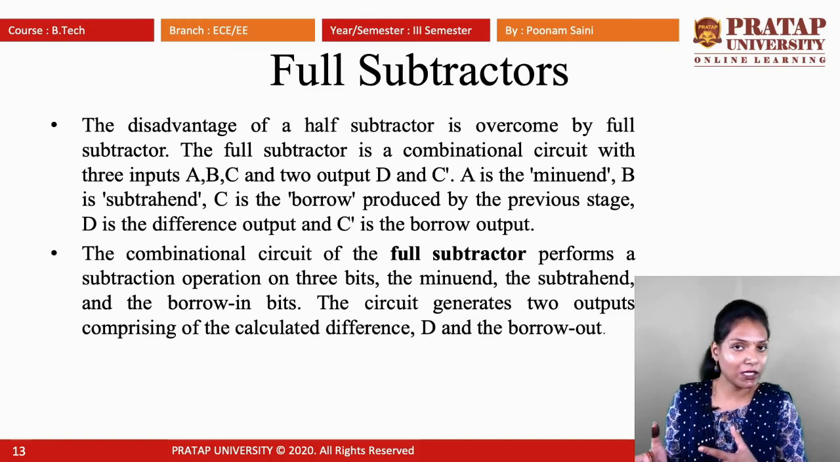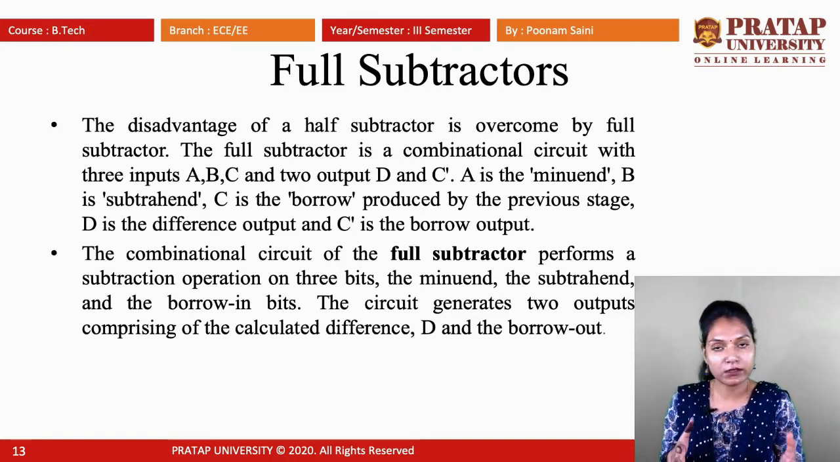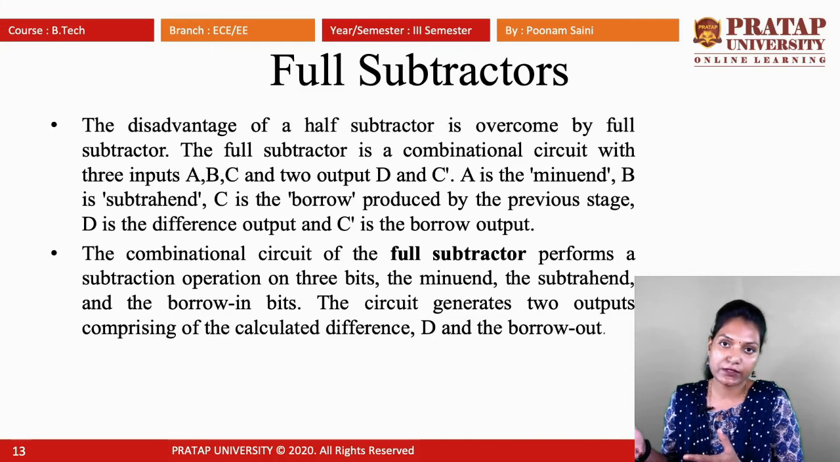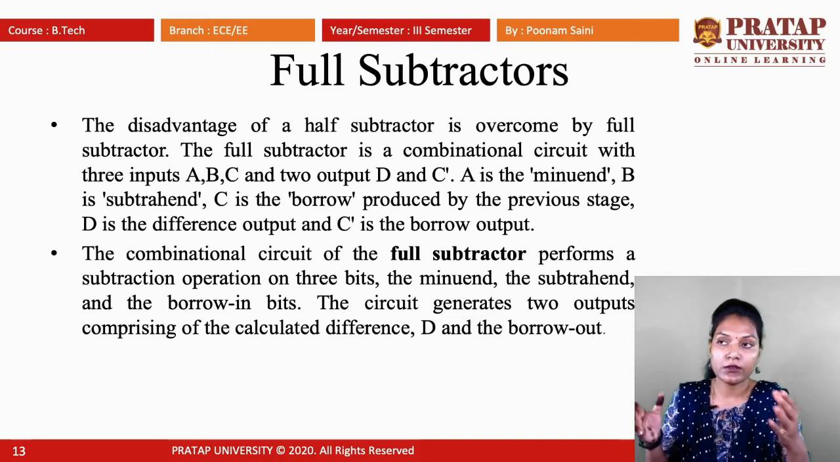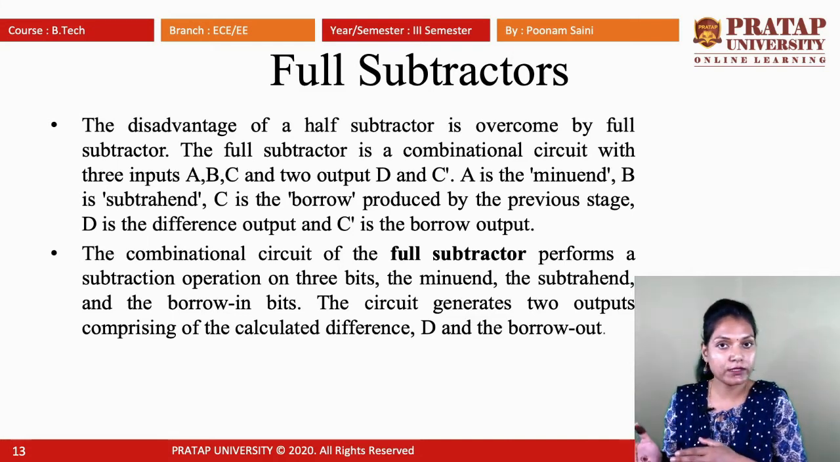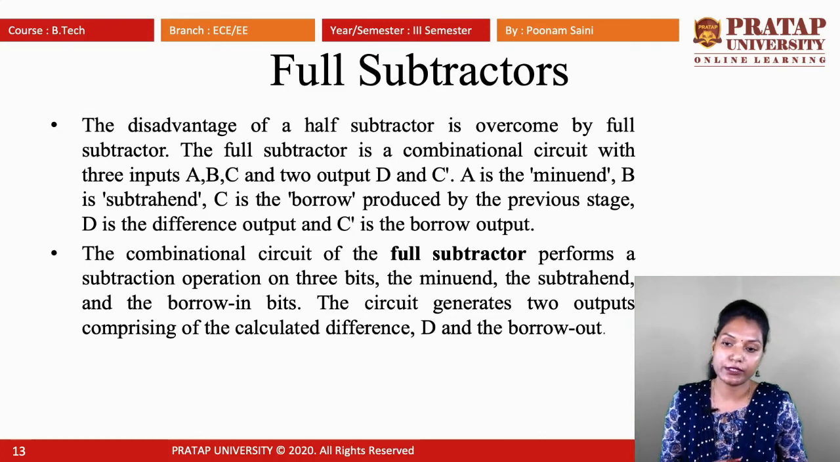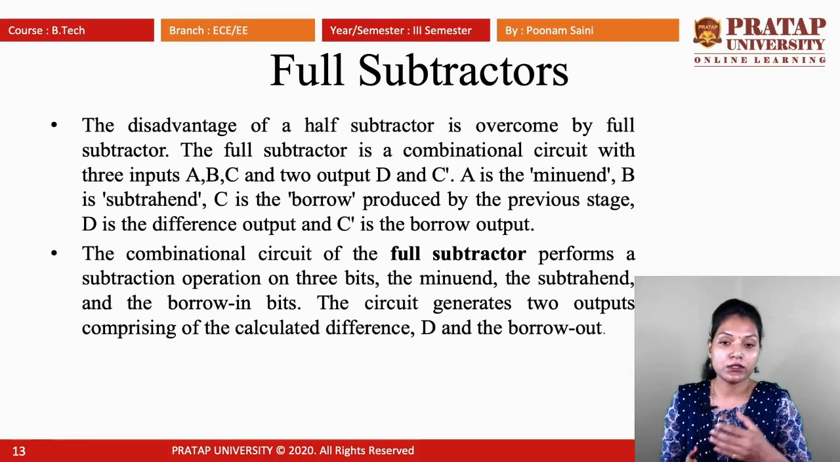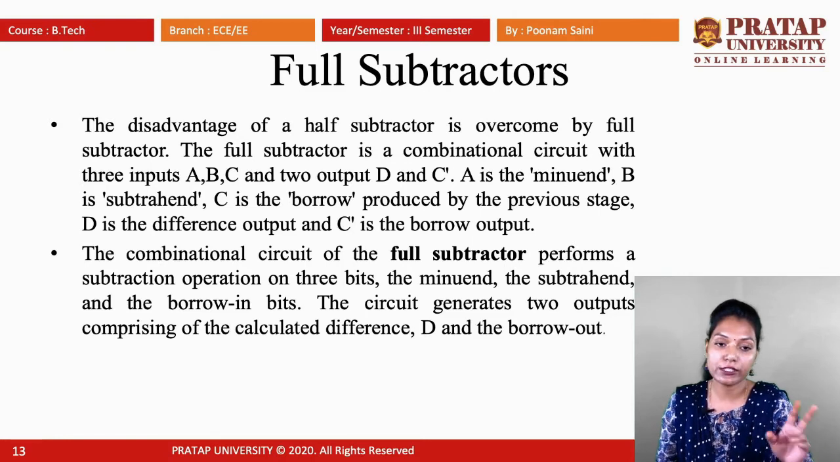So the full subtractor is similar to the half subtractor, but the only difference is that the half subtractor has 2 bits, and the full subtractor has 3 bits. The combinational circuit of the full subtractor performs the subtraction operation on 3 bits: the minuend, the subtrahend and the borrow bit in. The circuit generates 2 outputs, known as the borrow bit and the difference bit.